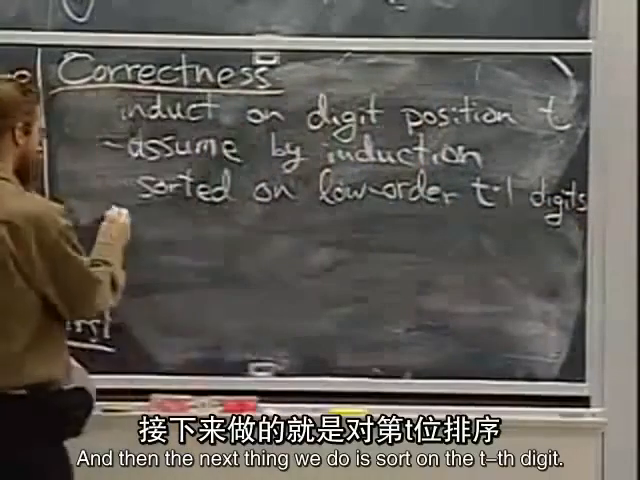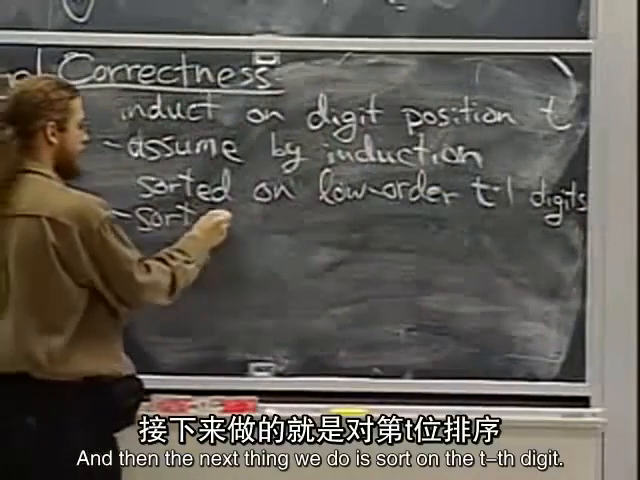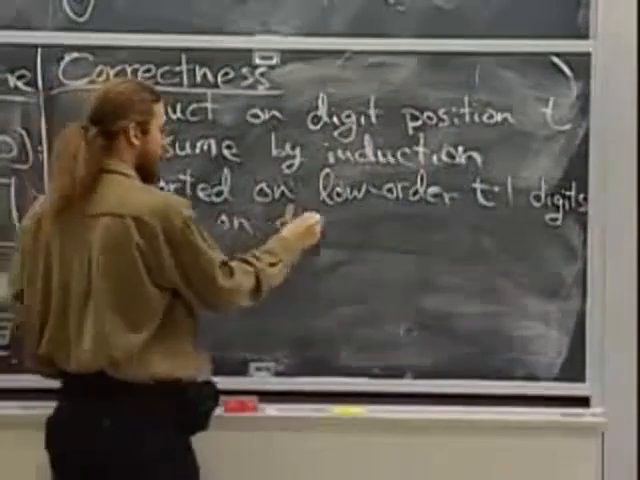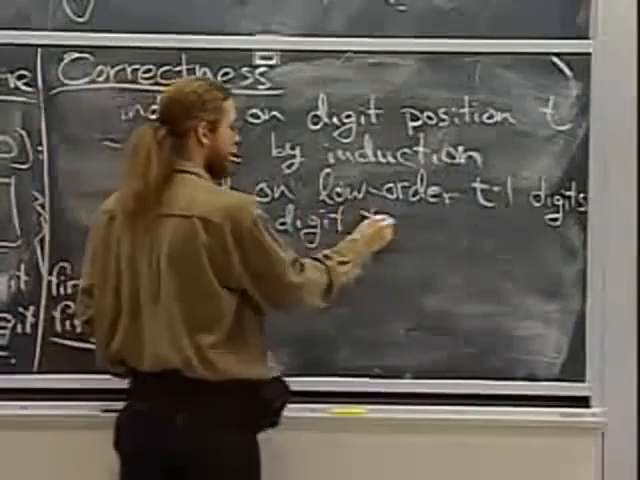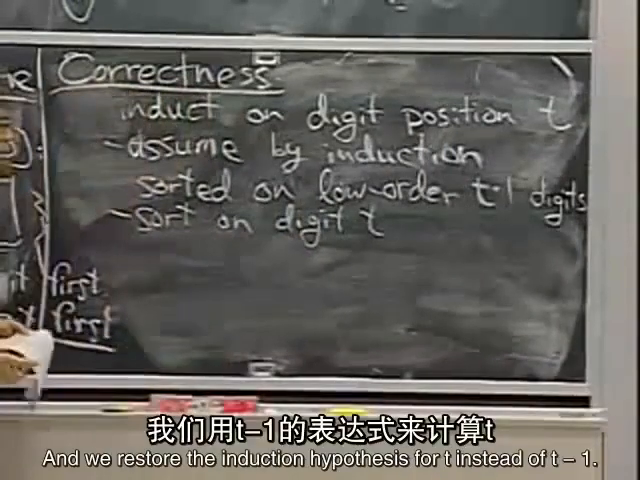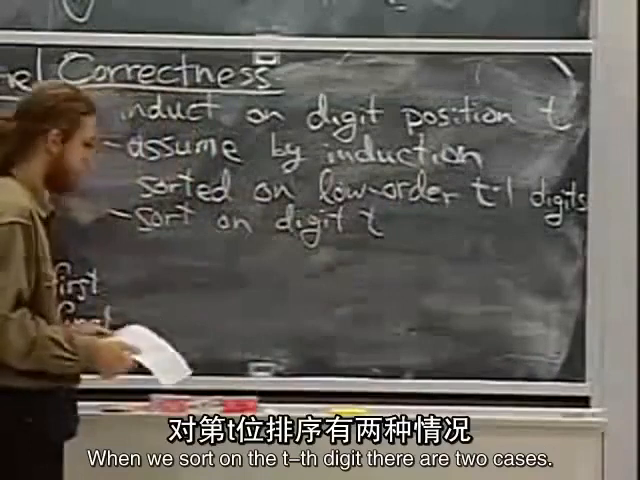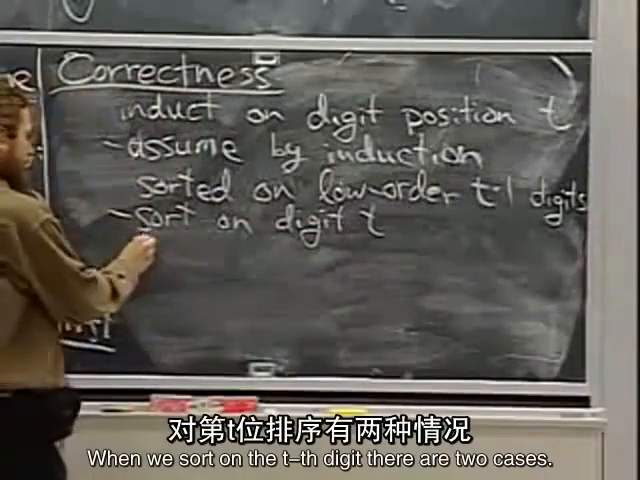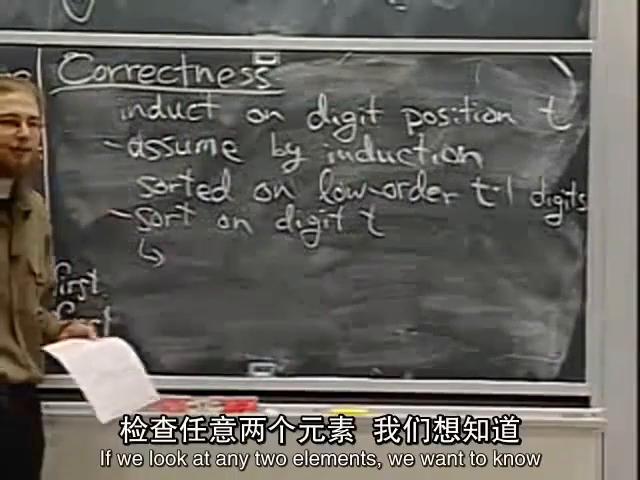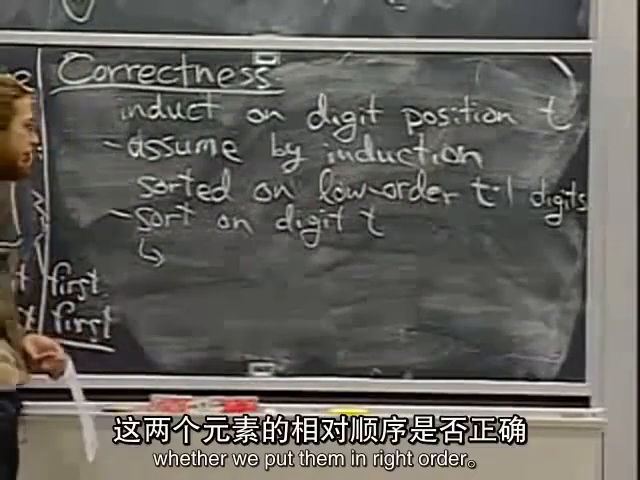And then the next thing we do is sort on the tth digit. Okay, we just need to check that things work, and we restore the induction hypothesis for t instead of t minus 1. So when we sort on the tth digit, there's two cases. If we look at any two elements, we want to know whether they're put in the right order.